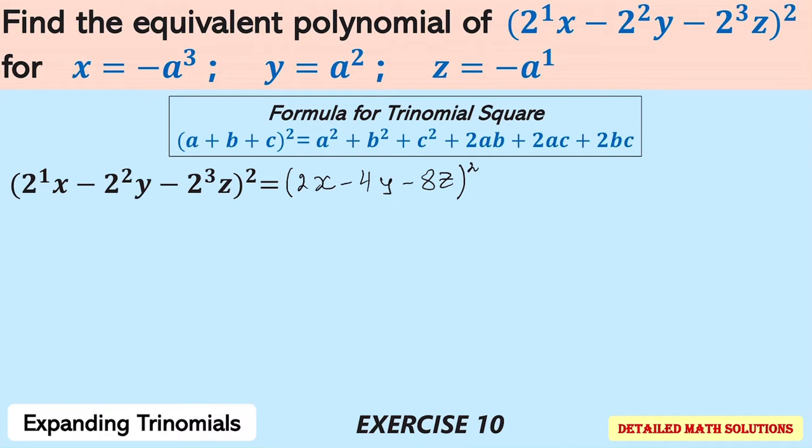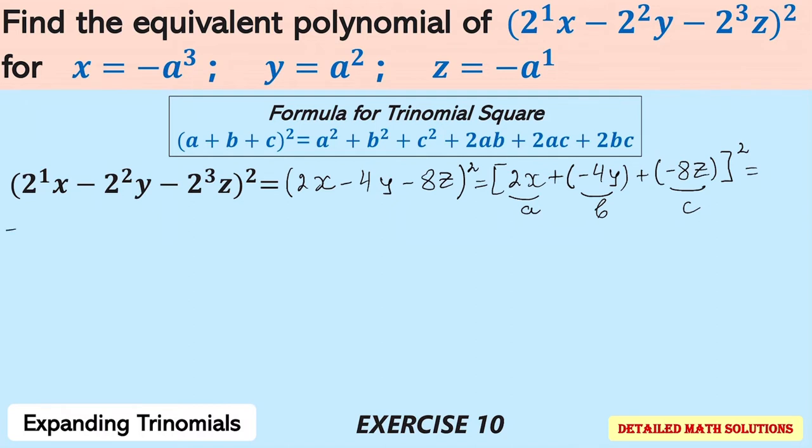Next, I need to apply the formula for trinomial square to expand this trinomial. In order for me to use the formula, I need to write the trinomial as, in square parentheses, 2x plus negative 4y plus, in parentheses, negative 8z, closing square parentheses, squared. This way, 2x corresponds to the a in the formula, negative 4y corresponds to the b in the formula, and negative 8z corresponds to the c in the formula.